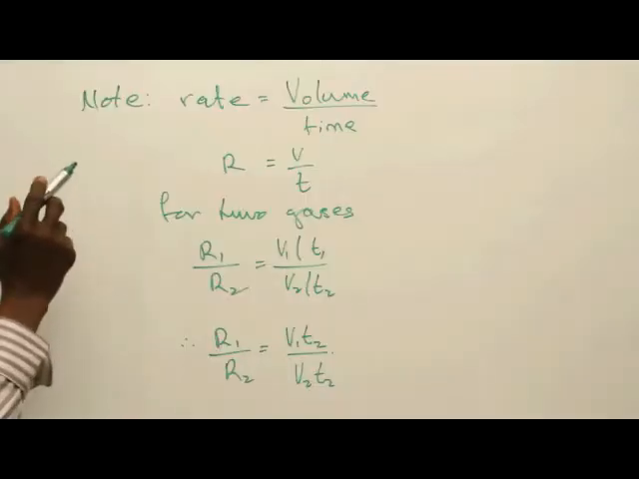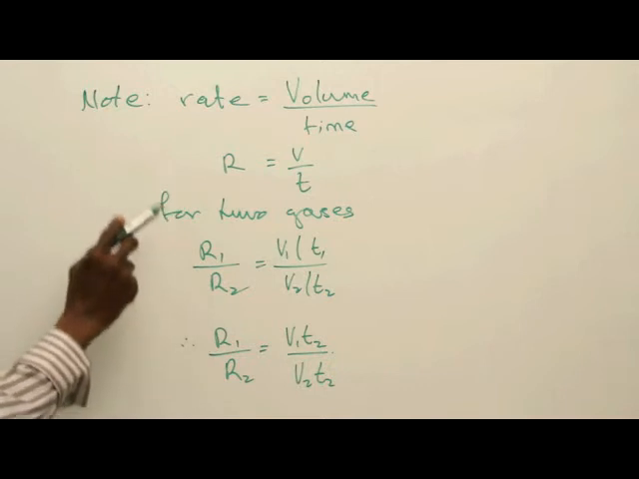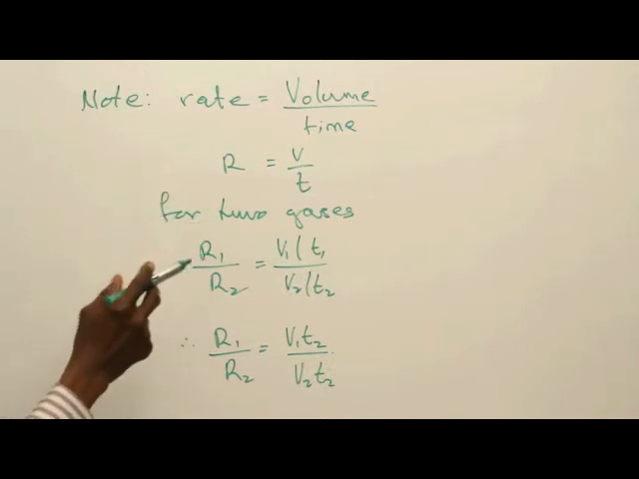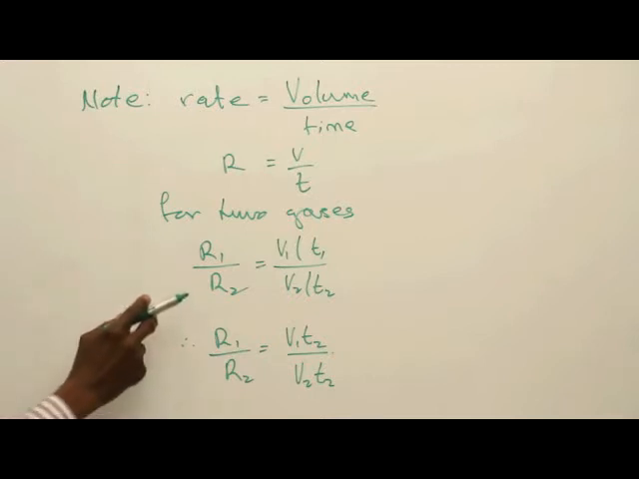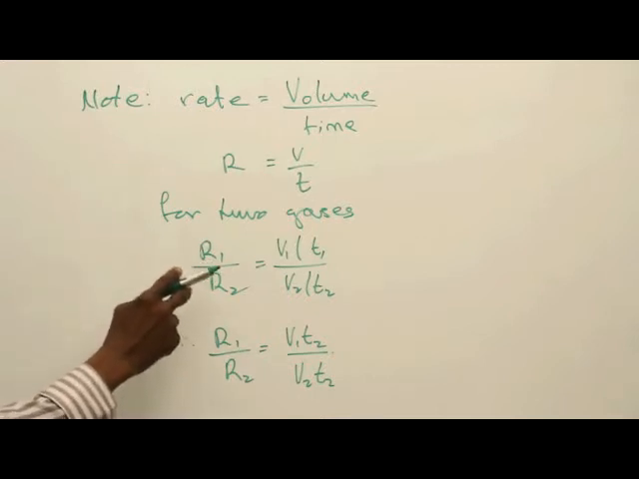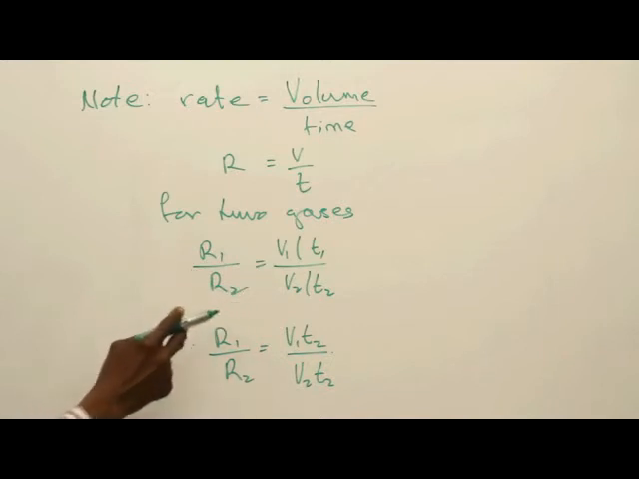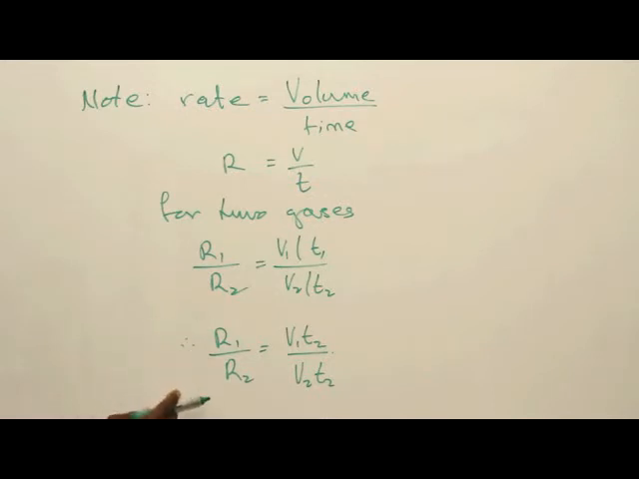Note, rate is volume divided by time. So rho equals v over t. Now for two gases, rho1 over rho2 will be equal to v1 over t1 divided by v2 over t2. If that equation is evaluated, it gives us rho1 over rho2 equal to v1 t2 over v2 t1. This is the third equation of Thomas Graham.